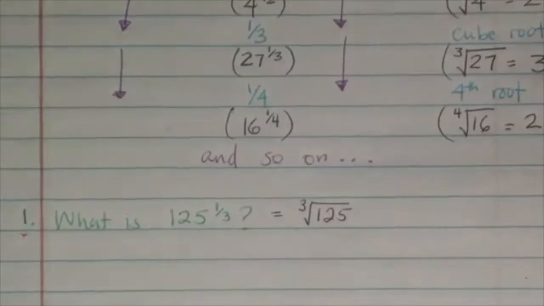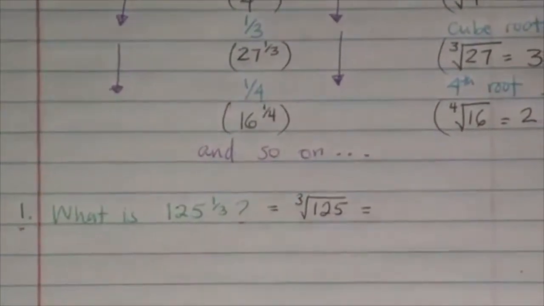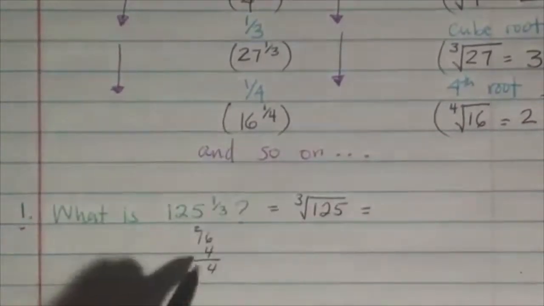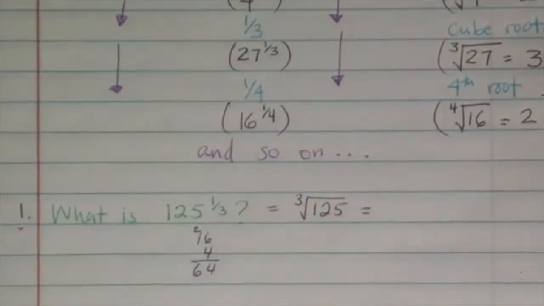What number multiplied by itself 3 times will give me 125? So I'll check 2. 2 times 2 is 4, times 2 is 8. That's not it. 3 times 3 is 9, times 3 is 27. That's not it. 4 times 4 is 16, times another 4. Let me write this down. So 16 times 4, I'm just checking, is 64. So that's not it. So I'm going to check 5. 5 times 5 is 25, times another 5 is 125. So 5 is the cube root of 125.